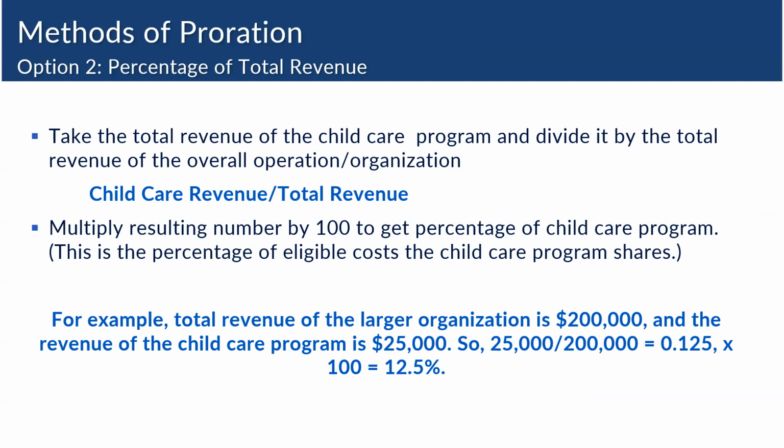For example, if your child care program revenue is $25,000 and your total revenue is $200,000, you will divide 25,000 by 200,000. The result is 0.125. Multiply that number by 100 to get the percentage, 12.5%. This means that 12.5% of your shared expenses are eligible.